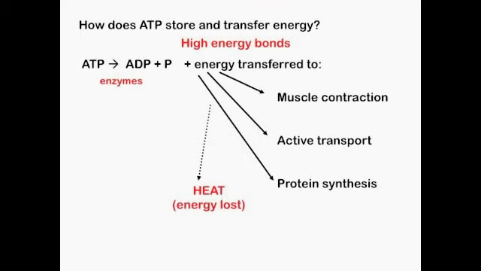So how does ATP store and transfer energy? These high energy bonds, when they're broken and you form ADP and phosphate, the energy is transferred to things like muscle contractions, active transport, protein synthesis. Of course, anytime energy is transferred, the efficiency of that transfer is relatively low for most systems, and you lose a lot of energy as heat. And of course, as mammals, we transfer this energy into body heat to maintain our temperature at 37 degrees C.